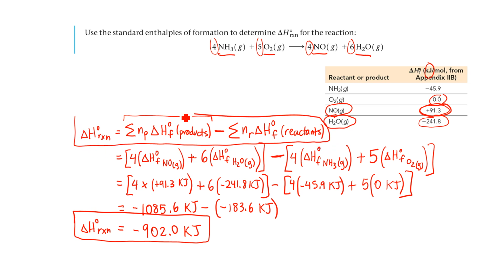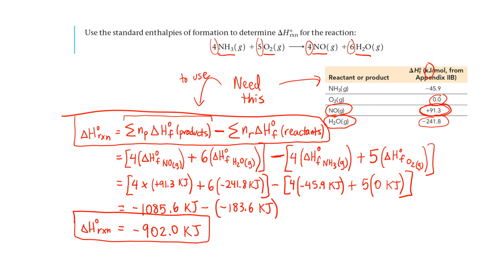But you would need this table, though. You would need this to use this, right? You can't use this equation if you don't have the table of values. How else would you use it? So this is honestly the easiest way to calculate delta H of the reaction.